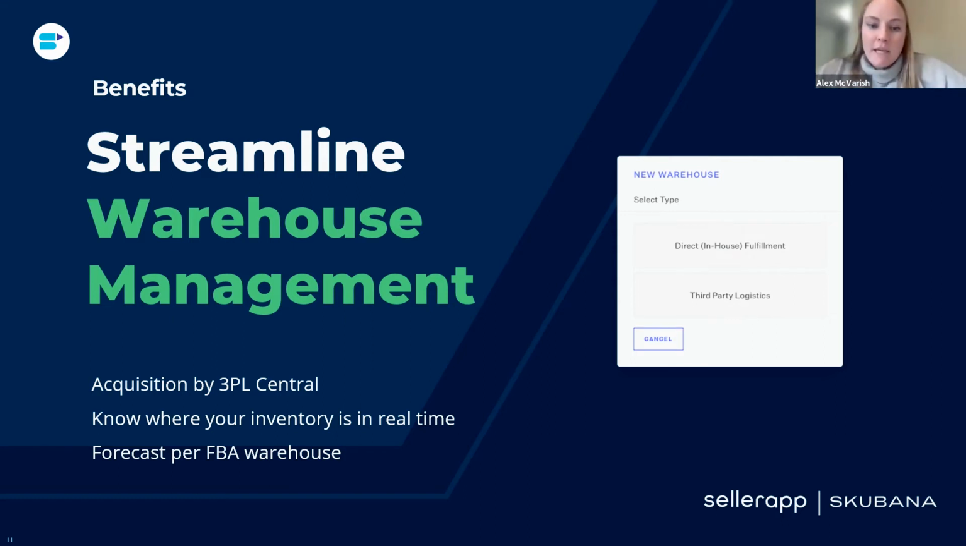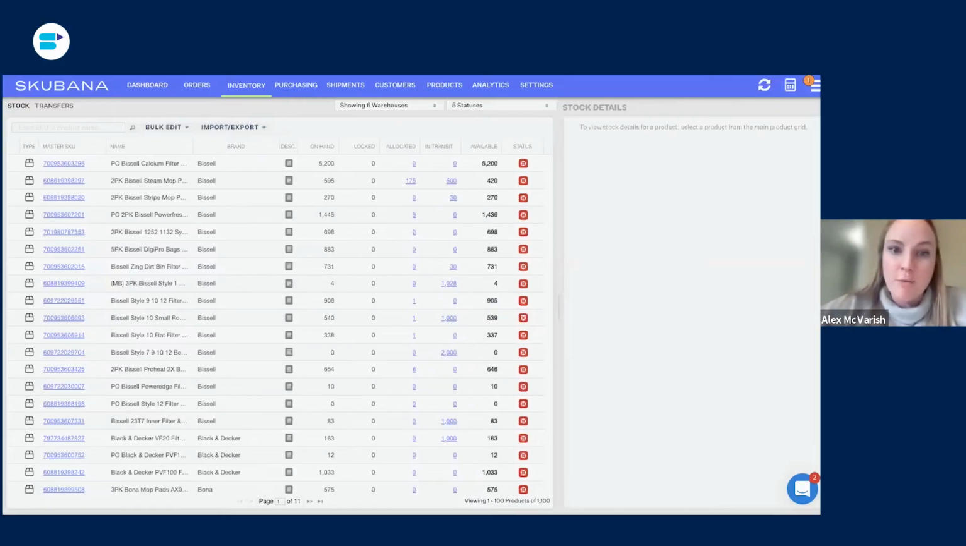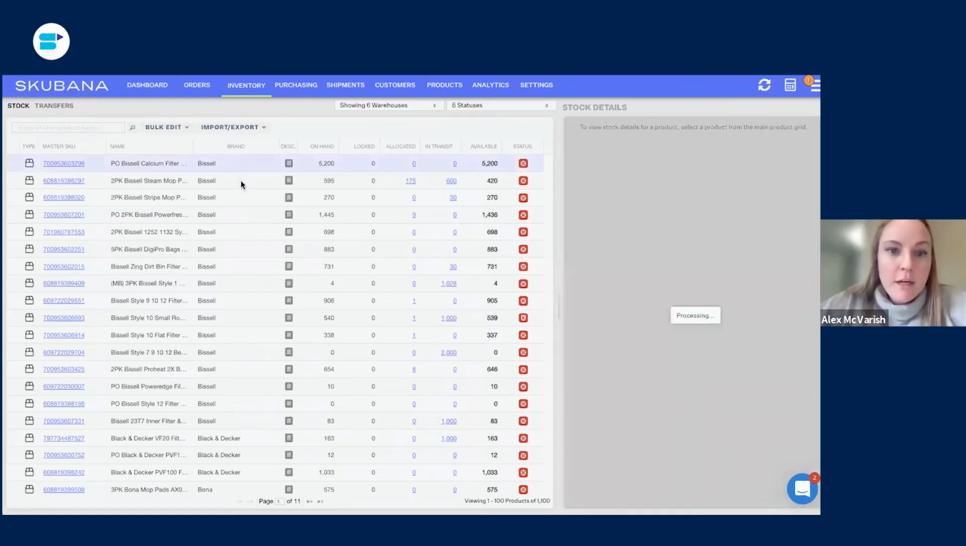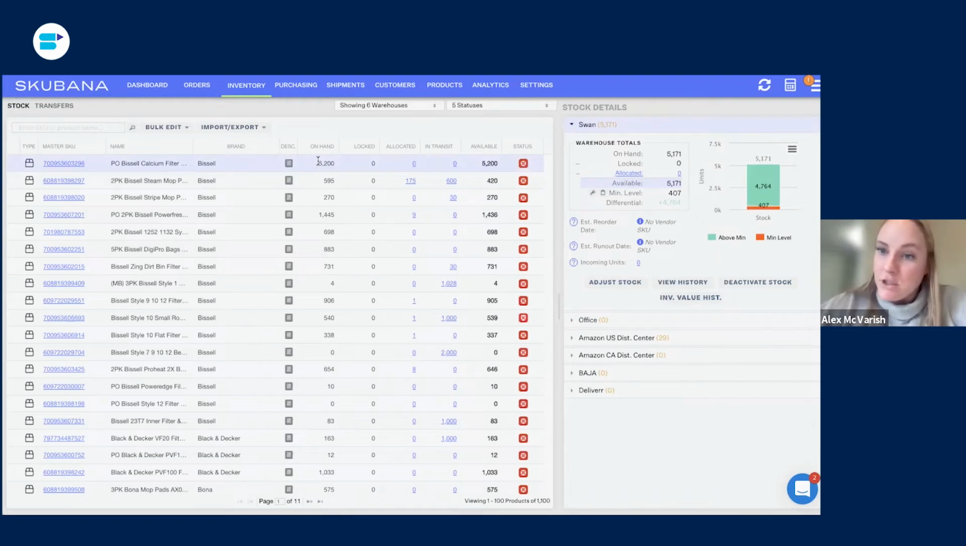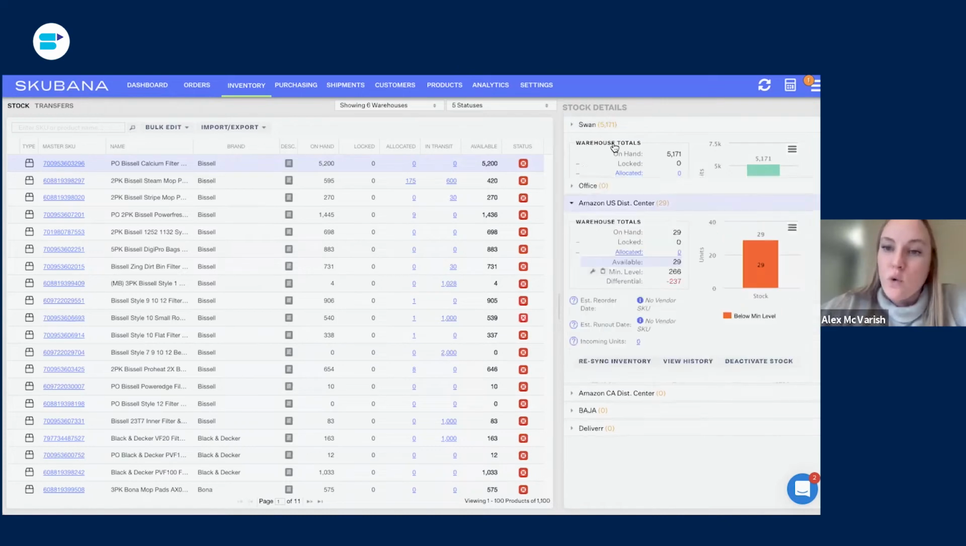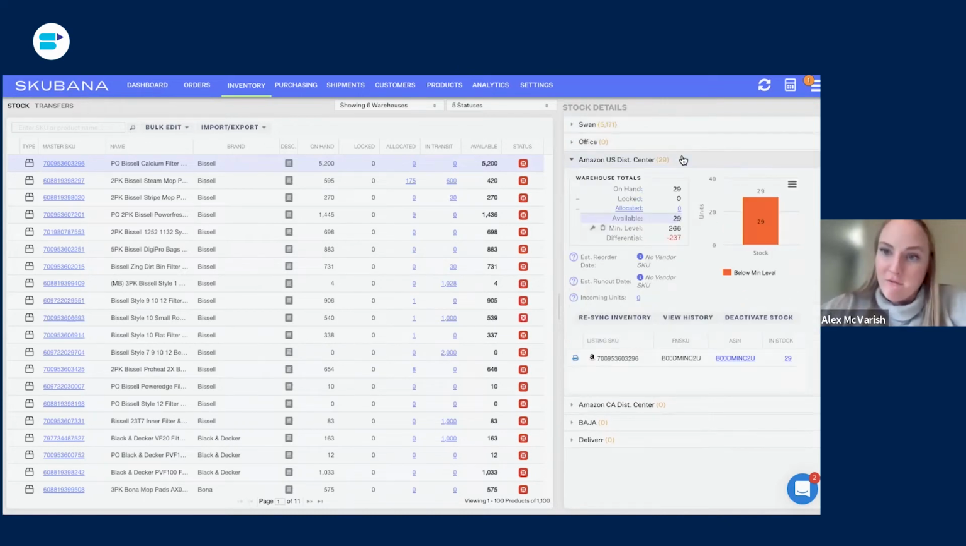So I'm going to hop into Skubana and just give you a little overview of our inventory and automation tools that we offer. Awesome. So I just hopped into Skubana's inventory module. This is our co-founder's account, and I just clicked on this SKU here. We can see that he has 5,200 units on hand across his 6 warehouses that he fulfills out of. The majority of those units are at his 3PL, but he also has 29 units at Amazon US FBA.